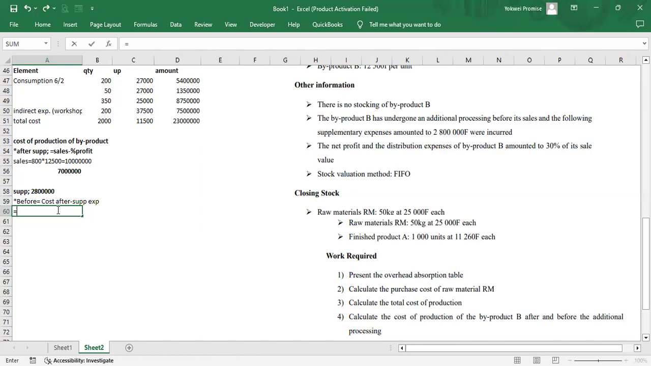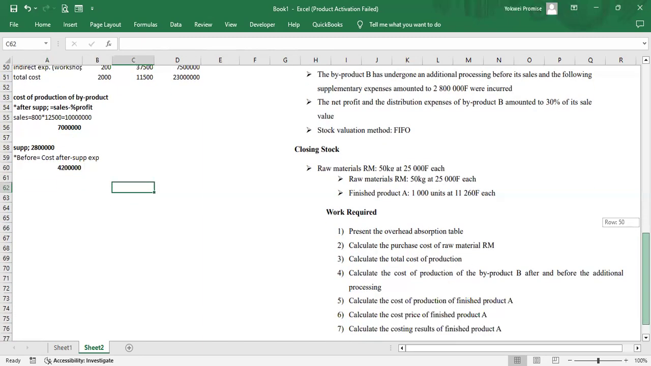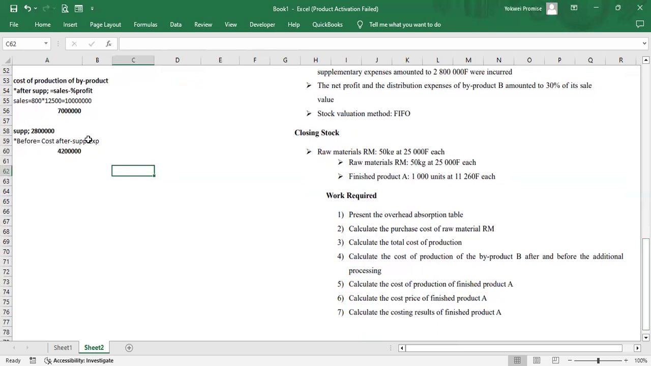The cost before, we have 7 million. 7 million minus the supplementary charges that we have, which is how much? 2,800,000. So the answer will be 4,200,000. We satisfy now question 4 of this big question. Now we have determined the cost before and the cost after.